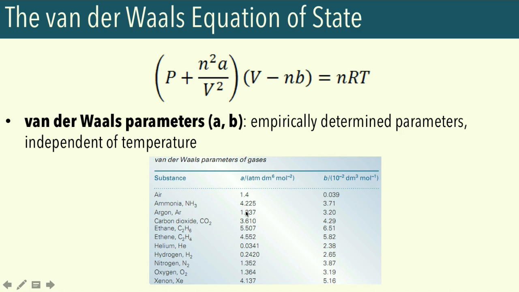B is related to the size of our molecule. So let's compare, say, xenon versus helium. Xenon is lower in the periodic table, so it has a larger volume compared to helium, which is much higher. So as expected, we have a larger value of B for xenon compared to helium.